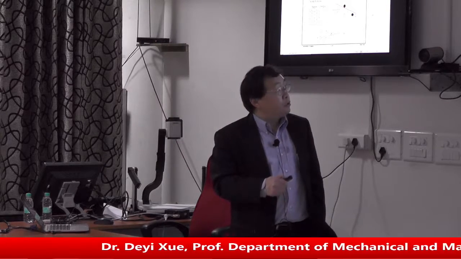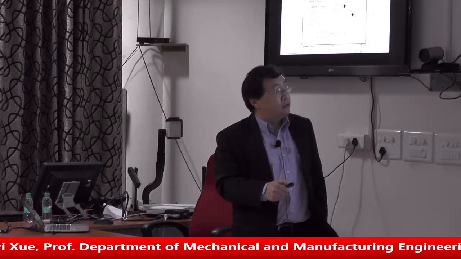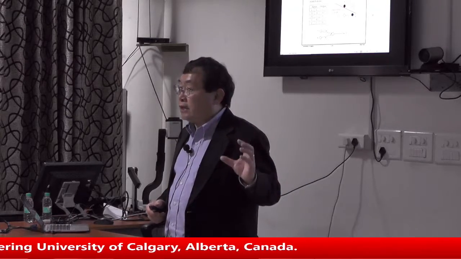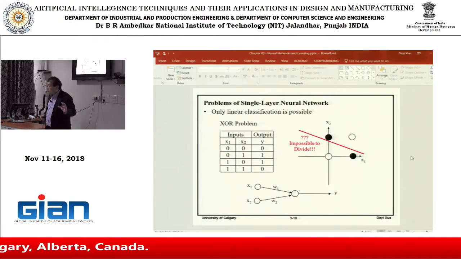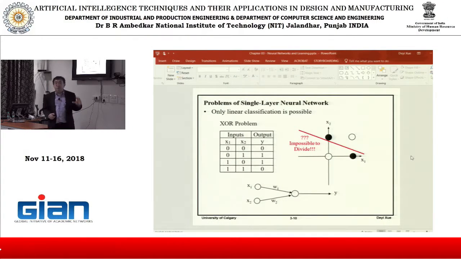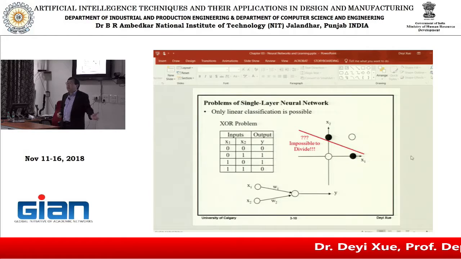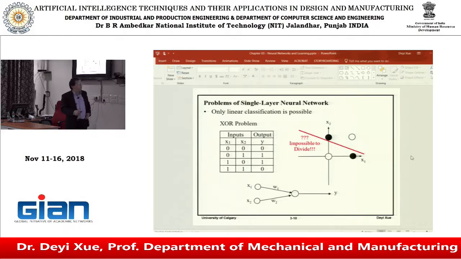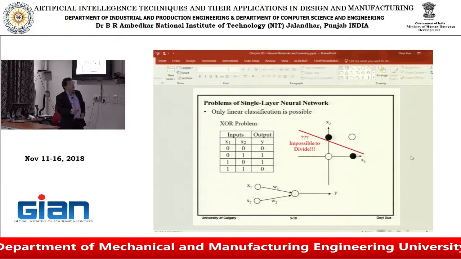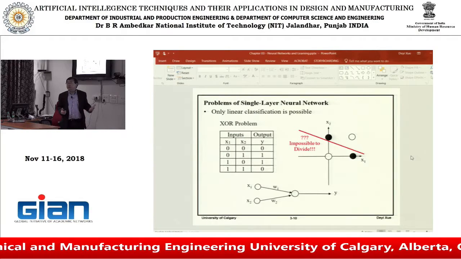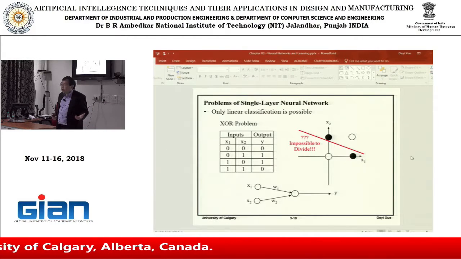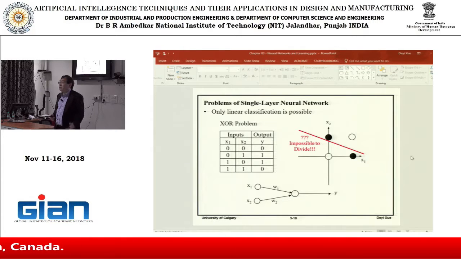And you should also know the problem of the single layer neural network. We don't have a lot of applications for it because it has limitations. You can only divide linearly. Or you can just say the very popular XOR problem, you cannot solve it. Usually we explain it this way: XOR problem, a nonlinear problem, you cannot solve it. That is a limitation, right?